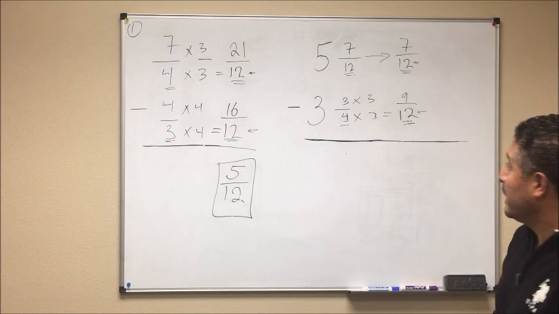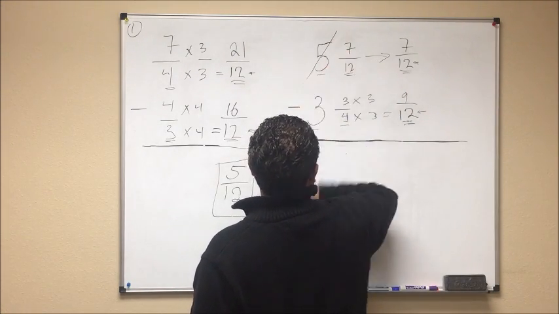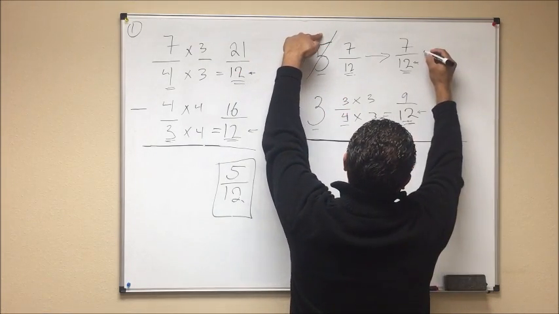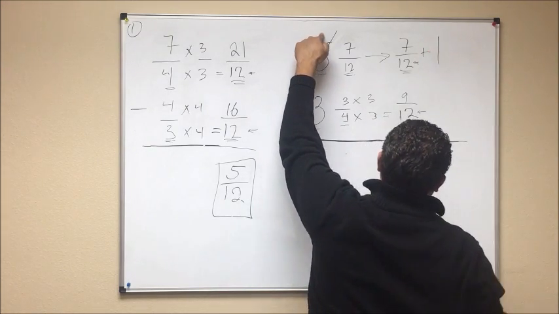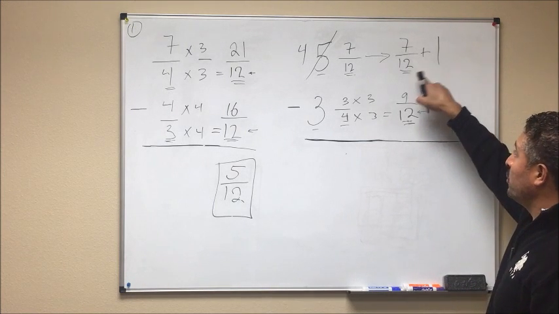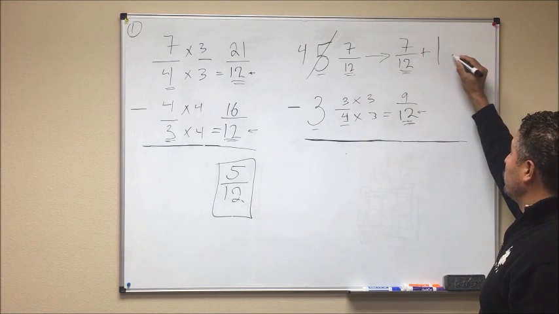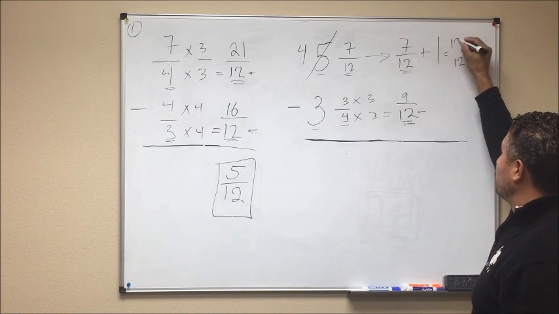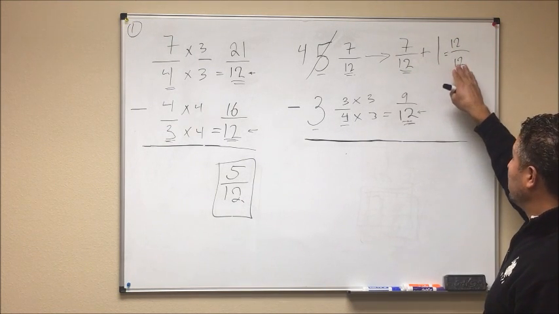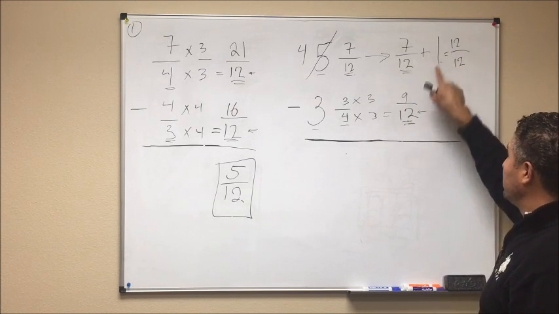We're going to go ahead and borrow one from this guy. We're going to borrow 1, and it's going to become a 4. And that 1 that we borrowed, you're going to add it to this side. So you're adding it to this side, but you know that this guy's the king. So do you agree that 1 equals 12 over 12? Yes, the king is in control, therefore it becomes itself. 12 divided by 12 equals 1.